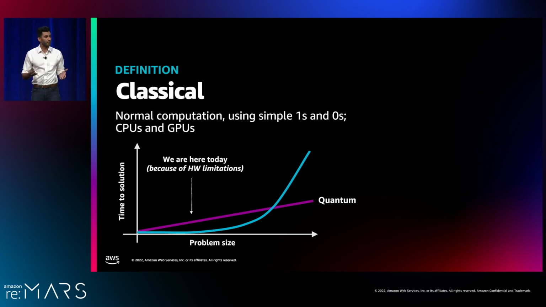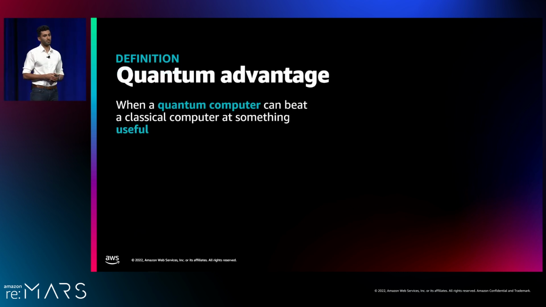That's because we can't fit large problem sizes into quantum computers yet. But we're moving to the right. And when a quantum computer crosses over with the classical computer and can do something useful faster, that is called quantum advantage. This is payday for quantum computing companies. But it may come at different times for different industries.